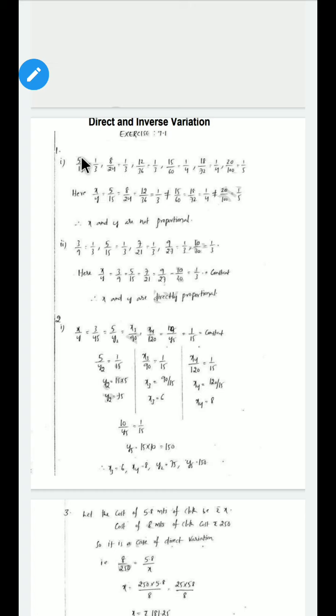Look here. If this is a direct variation, then their ratios will be equal. So 5 by 15 is 1 by 3, 8 by 24 is 1 by 3, 12 by 36 is 1 by 3, 15 by 60 is 1 by 4, and 18 by 72 is also 1 by 4. That means all the ratios are not equal. That means x and y are not in proportion. Clear?